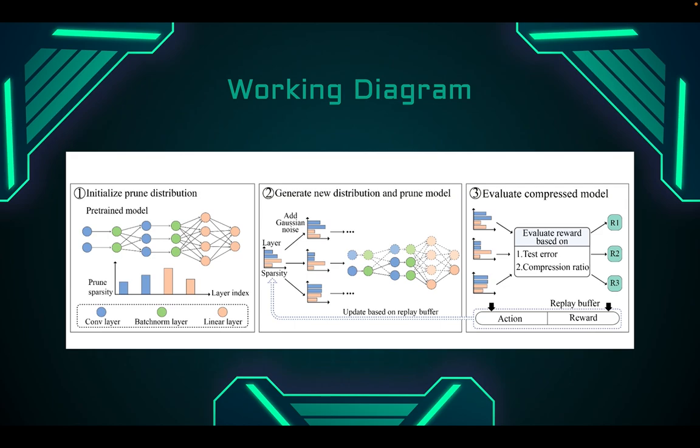And then for the second step, we have generating new distribution and prune model. Here Gaussian noise is added to the current pruning distribution to create multiple variations. These variations represent different pruning strategies applied to the model. After pruning is done, the sparsity distribution for each layer is updated based on the replay buffer, which stores information about previous pruning actions and rewards.